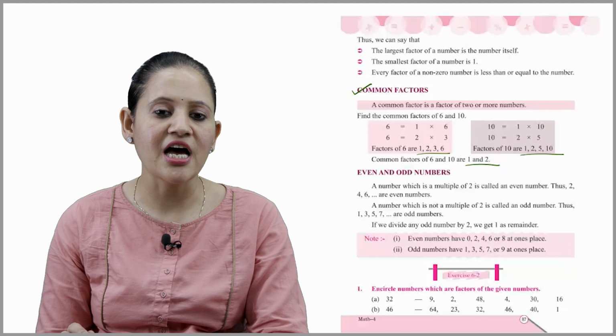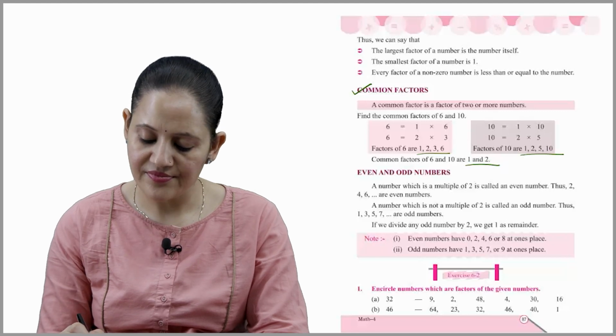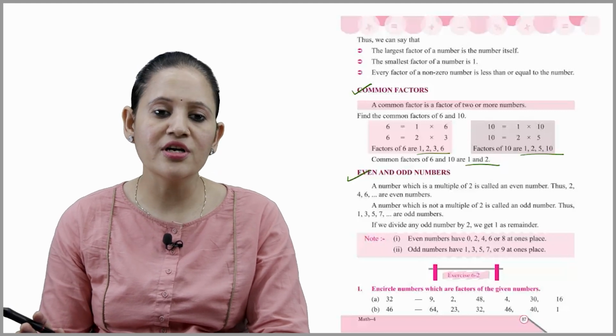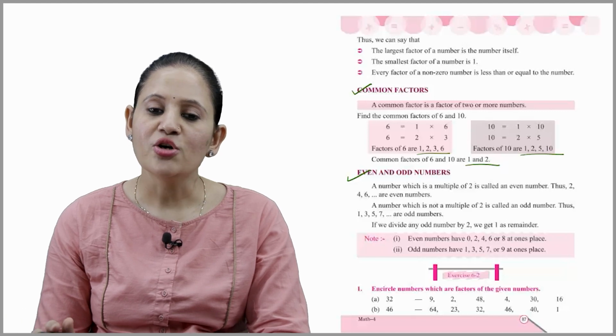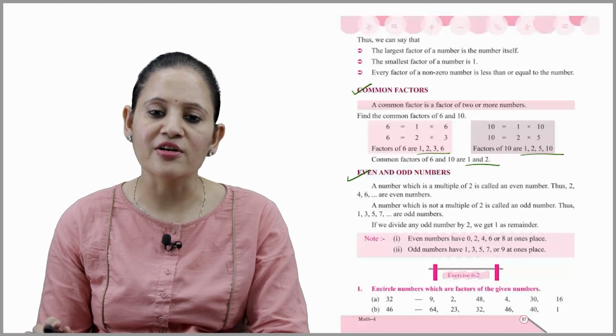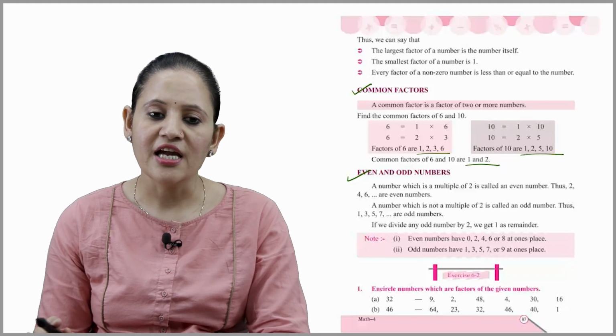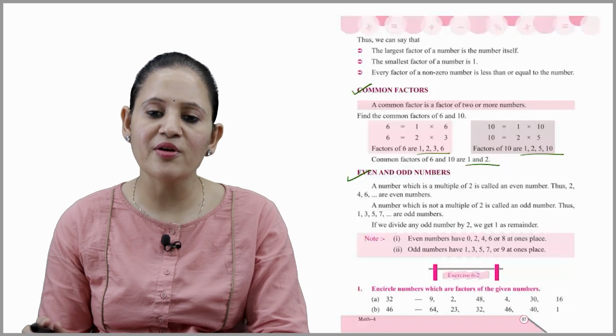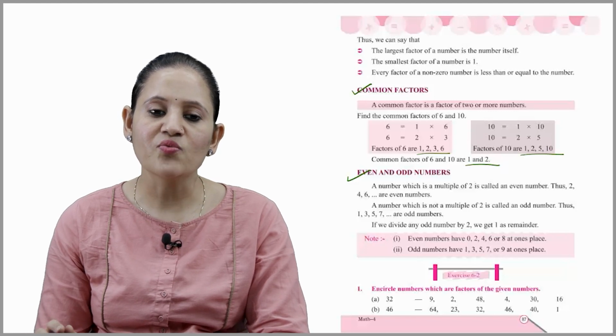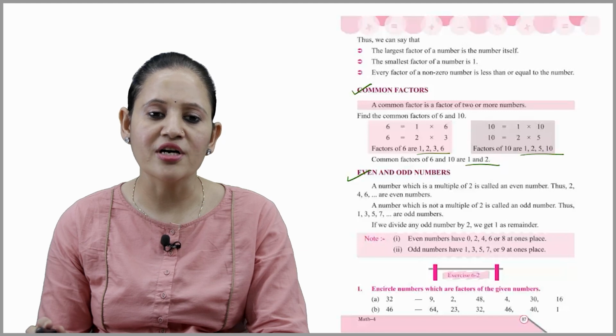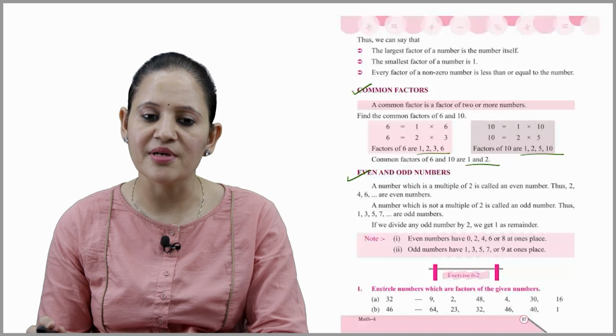Next is even and odd numbers. A number which is a multiple of 2 is called an even number. All the multiples of 2 are called even numbers. Thus 2, 4, 6, 8, 10, all these are even numbers. A number which is not a multiple of 2 is called an odd number. Thus 1, 3, 5, 7 are odd numbers. If we divide any odd number by 2, we'll get 1 as a remainder.